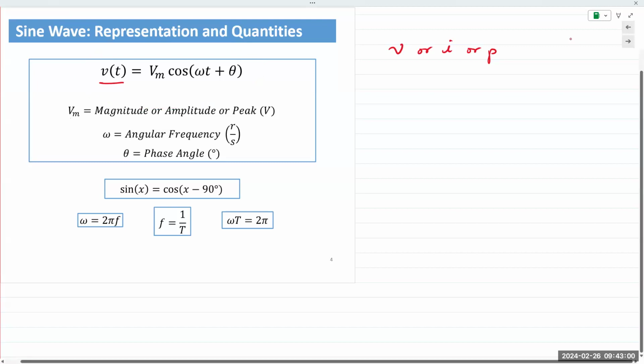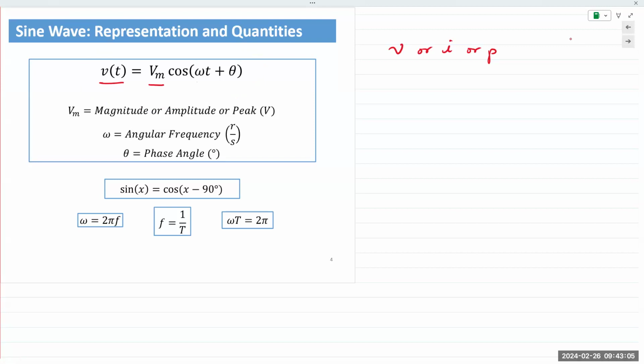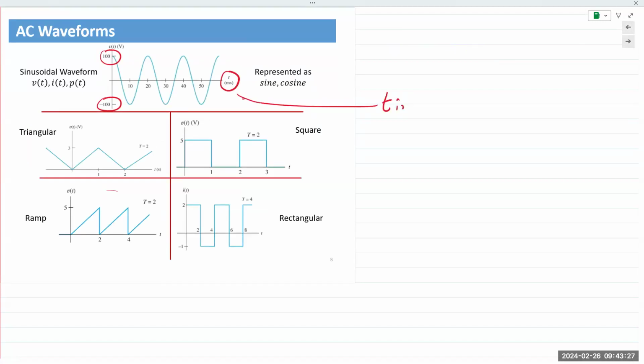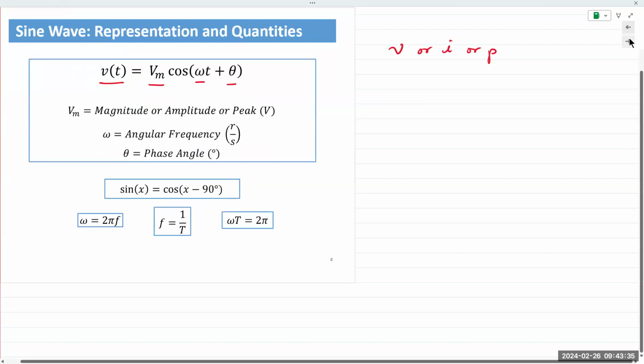There are three quantities in there: subscript m, omega, and theta. That m stands for magnitude. It describes the value of that quantity on the y-axis. The x-axis is always time. The y-axis is, of course, your function, which is either voltage or current or power.